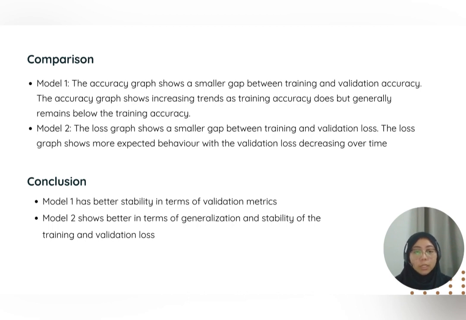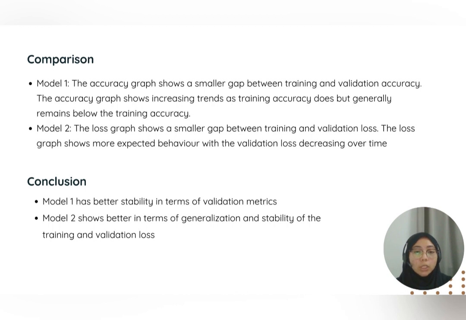Next is the comparison between Model 1 and Model 2. For Model 1, the accuracy graph shows a smaller gap between the training and validation accuracy. The accuracy graph also shows an increasing trend as training accuracy does, but generally it remains below the training accuracy. For Model 2, the loss graph shows a smaller gap between training and validation loss. So the loss graph shows more expected behavior, with the validation loss decreasing over time.